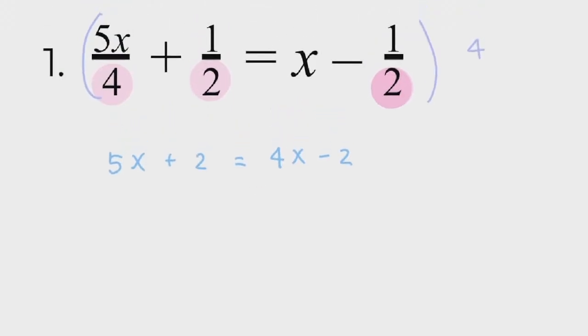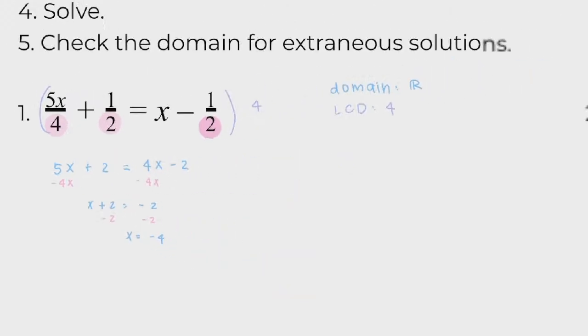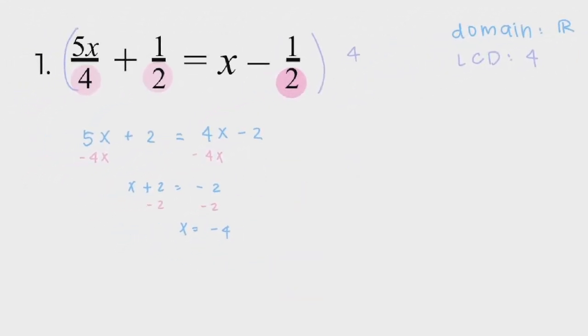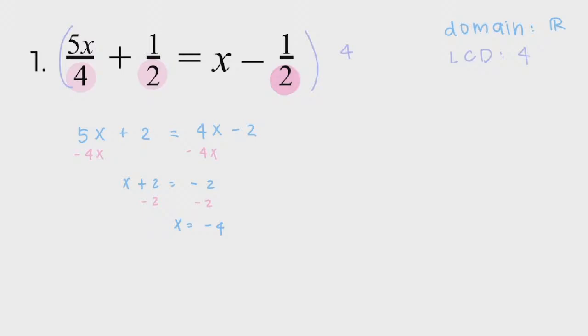Next we want to solve for x, so I'm going to subtract 4x on both sides, and I get x plus 2 equals negative 2, and then we're going to subtract 2, so x equals negative 4. Now we want to check our answer with our domain, but since our domain was all real numbers, that means x could be any real number. So x equals negative 4 is our final answer.